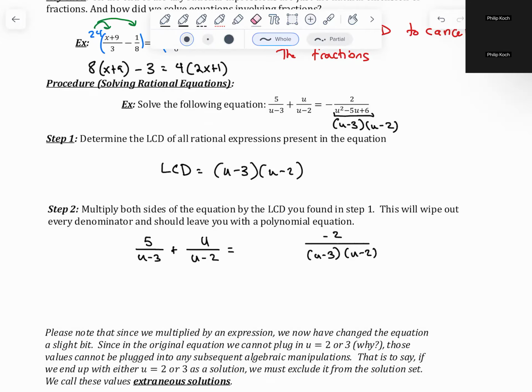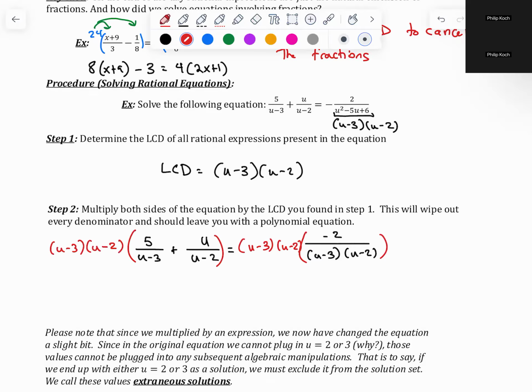And now I'm going to multiply both sides of the expression, because remember what we learned about equations: in order to keep it balanced, you have to multiply both sides by the same thing. And I know maybe some of you are saying, well, you told me we couldn't multiply by variables, and we'll talk about that in the paragraph below. So we multiply both sides by u minus 3 times u minus 2.